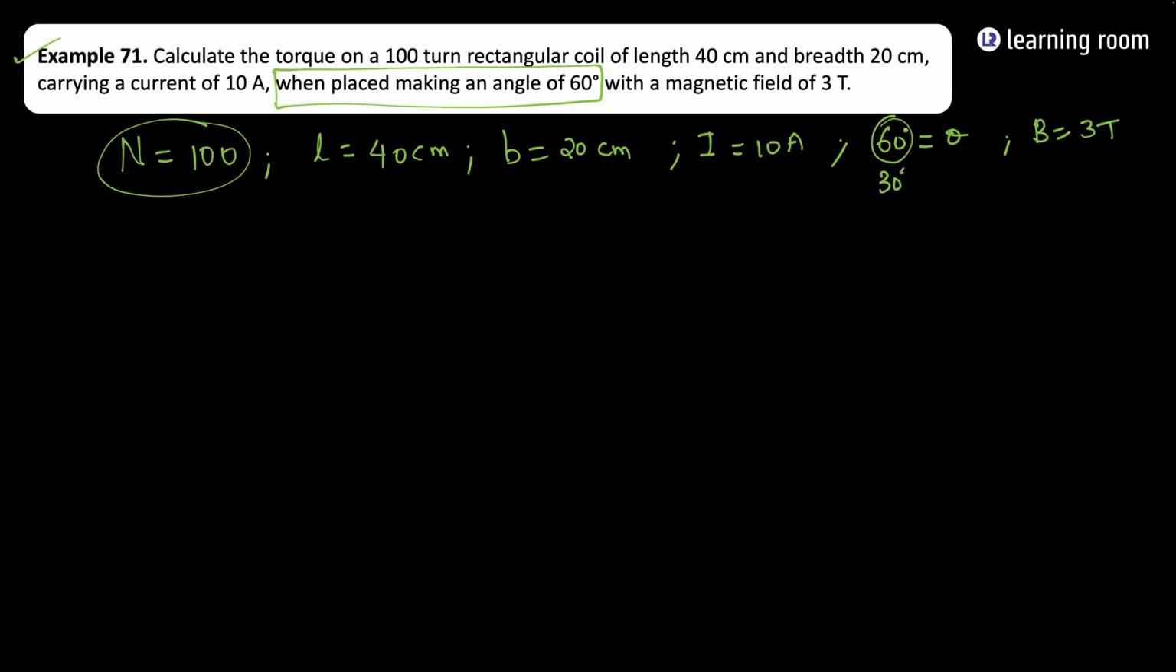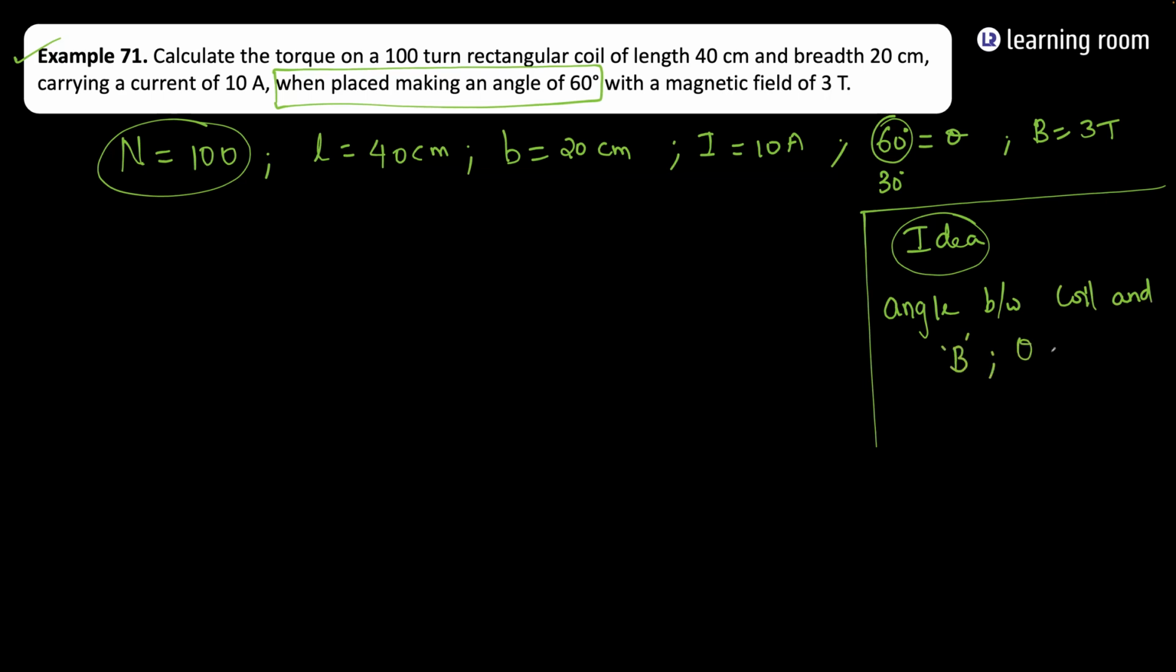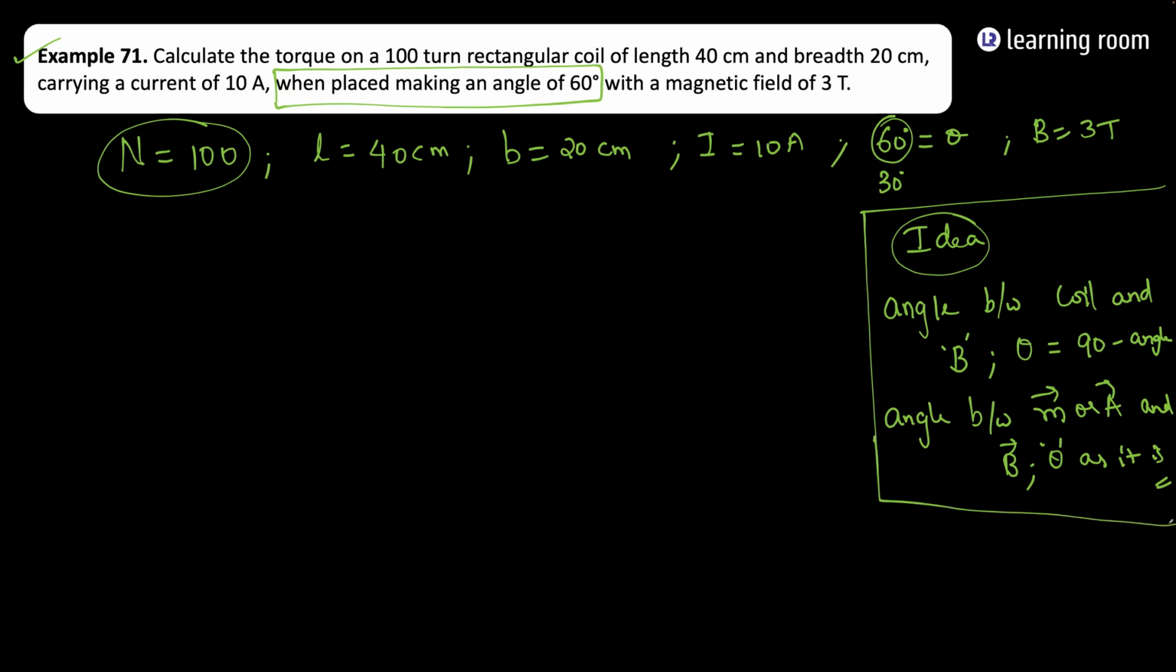This is one common mistake that happens. Just to simplify, make a note of this. The idea, or the keyword, whatever you call it: in a question, if they have given you the angle between coil and magnetic field, take theta equal to 90 minus angle. Did you understand why? Whereas if the angle is given between the M vector or A vector and the B vector, then take theta as it is. Is that point clear?